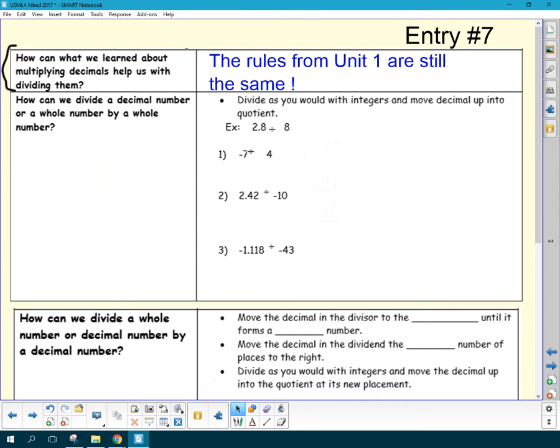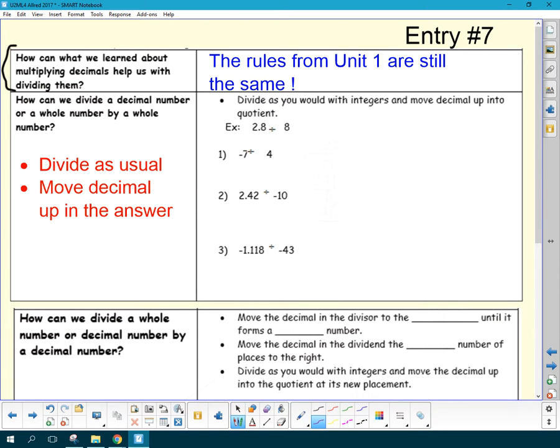When we divide a decimal number or a whole number by a whole number, pretty simple. Divide like you usually would and move the decimal up in your final answer. So for this first example, if you're doing 2.8 divided by 8, the first thing you'd want to do is get your box. You're doing 2.8 divided by 8. So the 2.8 needs to go inside the box. The 8 needs to go outside the box.